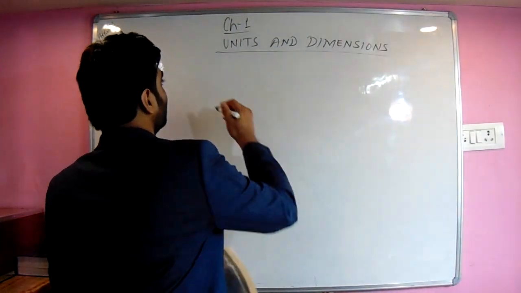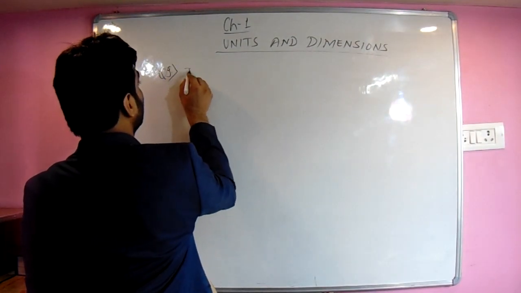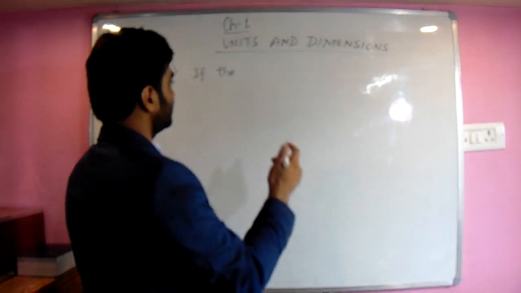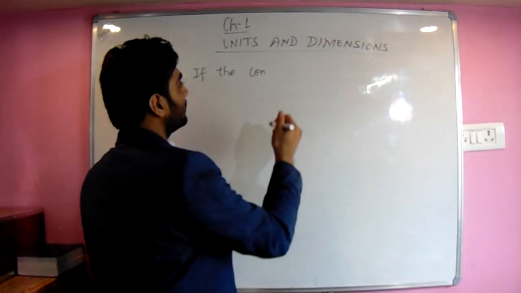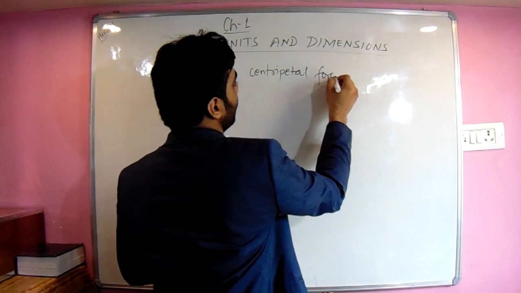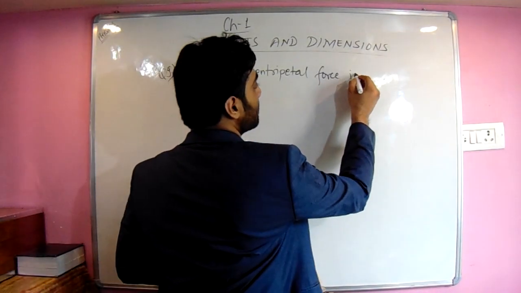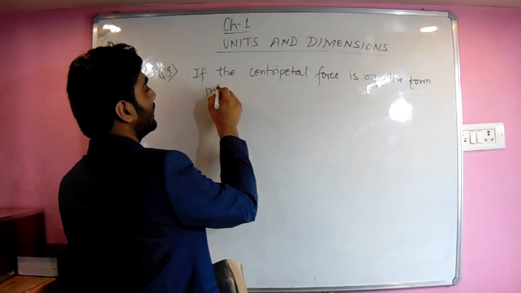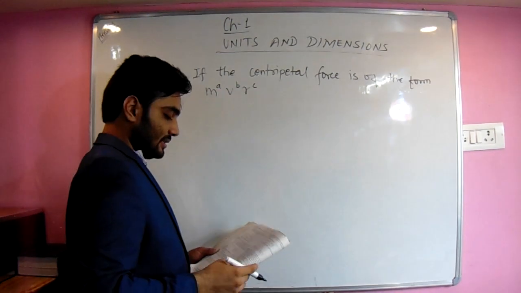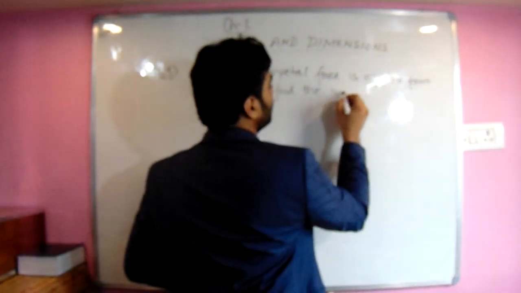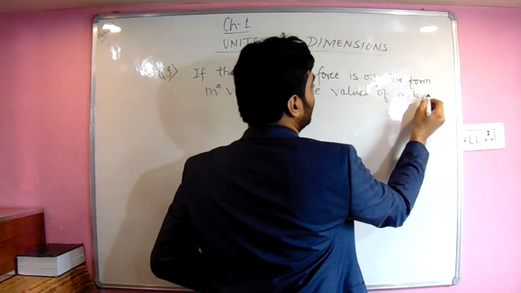Okay, next question is question number 9. If the centripetal force is of the form M to the power A, V to the power B and R to the power C, find the values of A, B, C.